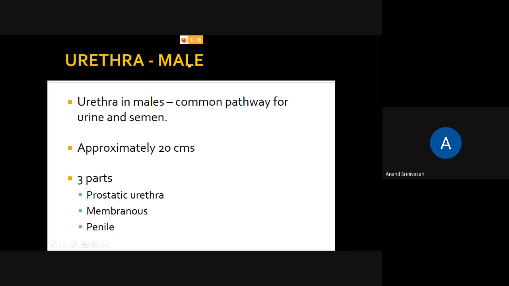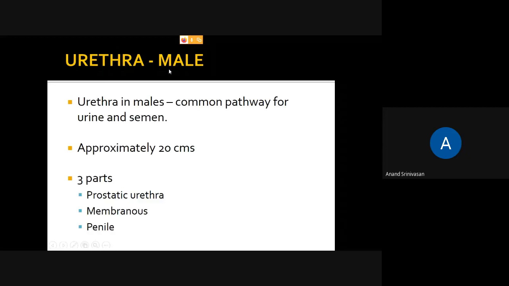Look at that spelling, urethra. It is different from ureter. Ureter is the one which connects kidney and urinary bladder. Urethra is from the urinary bladder to the outside, to the external urethral meatus.